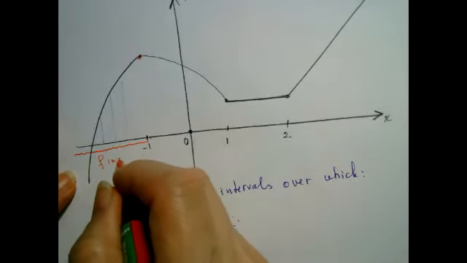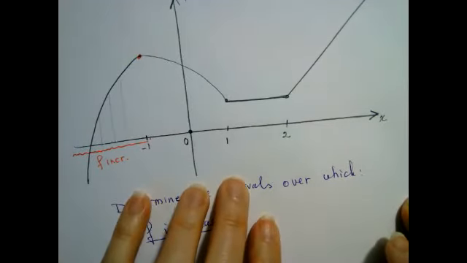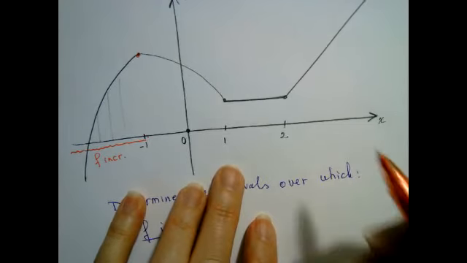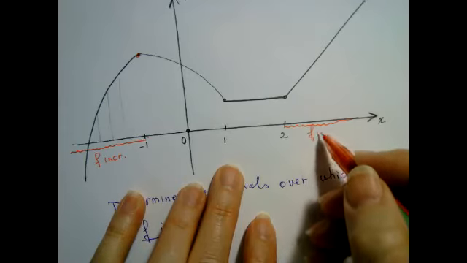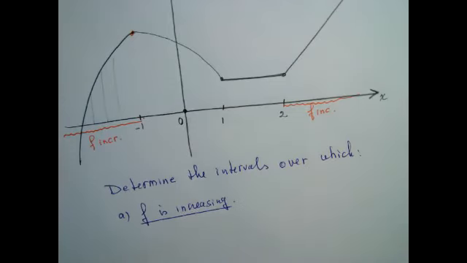And then we write this down. Okay, keep going. Where else? Also, it increases from 2 to infinity. It increases everywhere here. It's increasing. Okay, so determine the interval over which f is increasing.